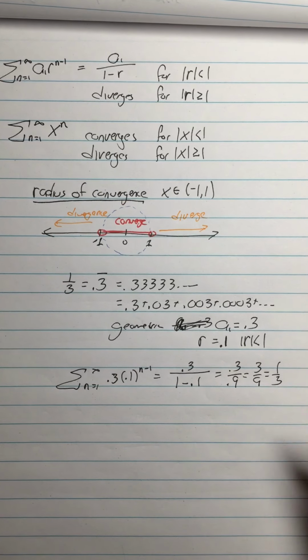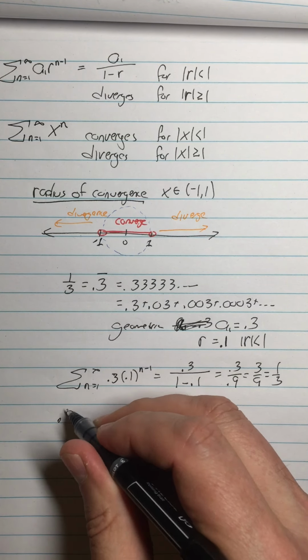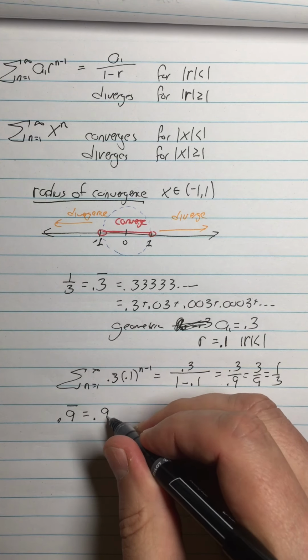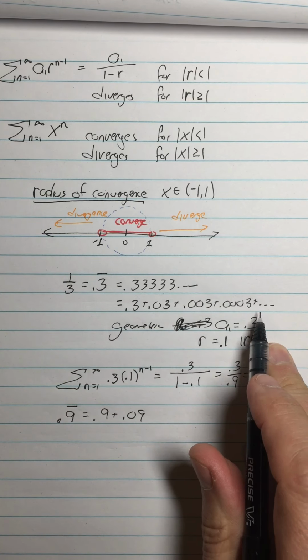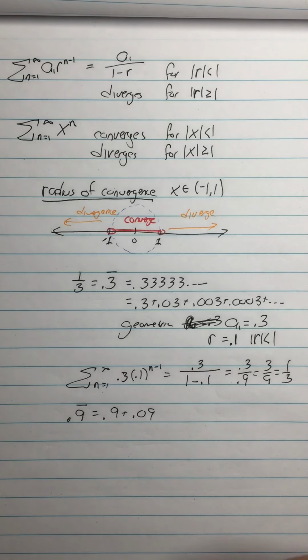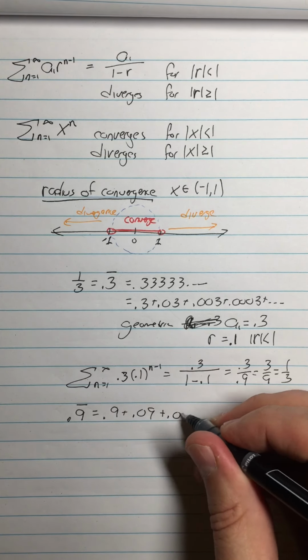Yeah, I'll be darned. I wonder if you could resolve that pesky issue of 0.9 repeating that way. So basically, what we're saying is that all repeating decimals are geometric series. They are infinite geometric series.